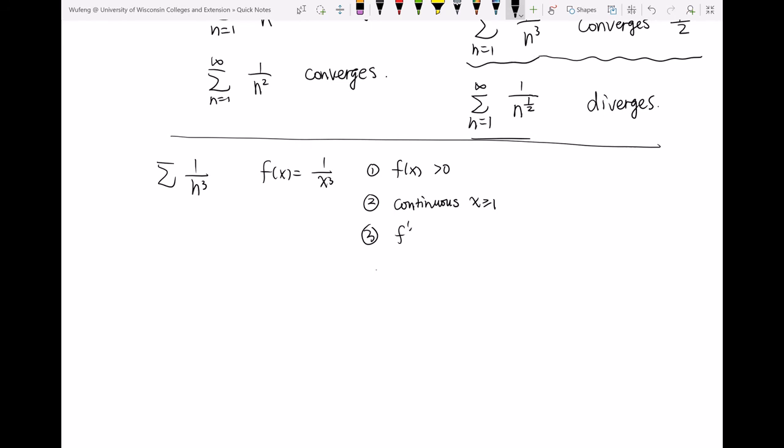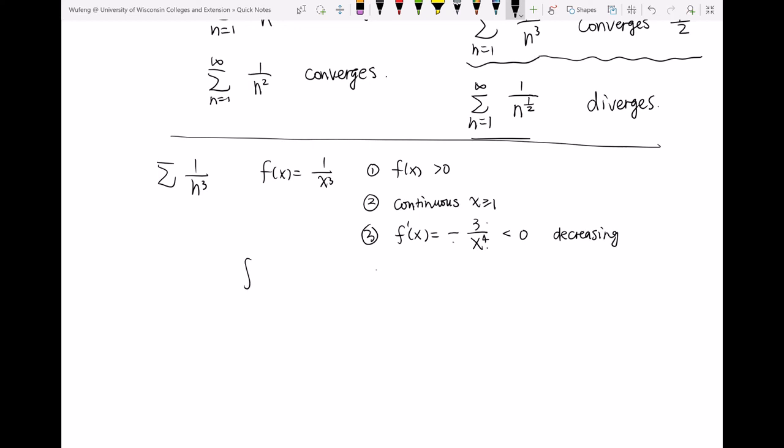Okay, the derivative of the function is, I need to call a student here. I would like you to tell me what's the derivative of 1 over x cubed. Joseph, could you please tell me what's the derivative of 1 over x cubed? Negative 3 over x to the power 4. Very good. Because we have a negative sign here, you can tell. Thank you, Joseph. The derivative is negative, so it is decreasing. So very quickly we can check the three conditions.